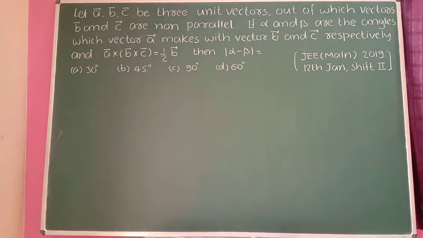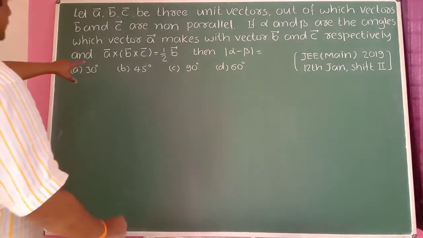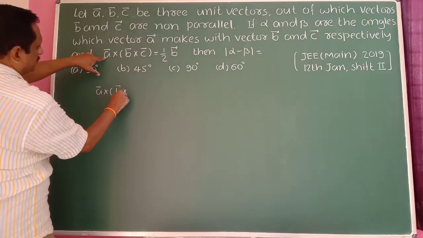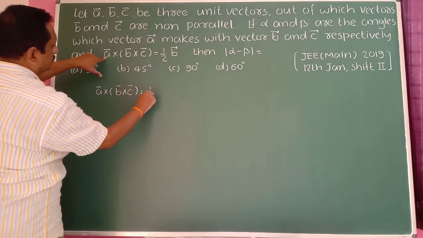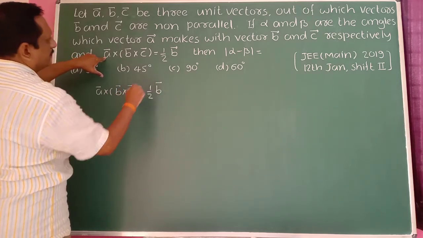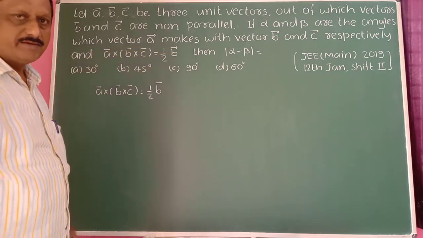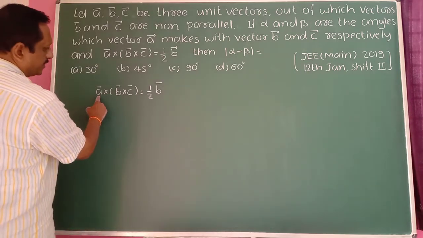Let the vectors A bar, B bar, C bar be 3 unit vectors, out of which vectors B bar and C bar are non-parallel. If alpha and beta are the angles which vector A bar makes with vectors B bar and C bar respectively, and A bar cross B bar cross C bar is equal to 1 upon 2 into the vector B bar, then modulus of alpha minus beta is equal to what? Just take the previous example. Use the vector triple product formula.